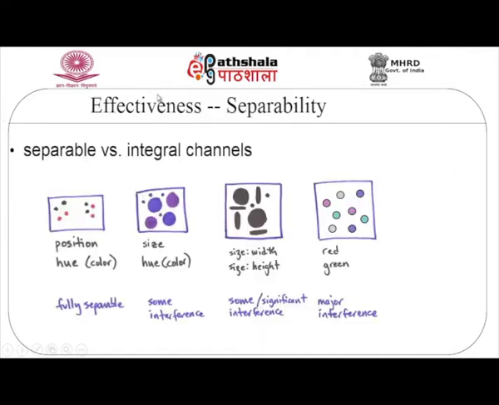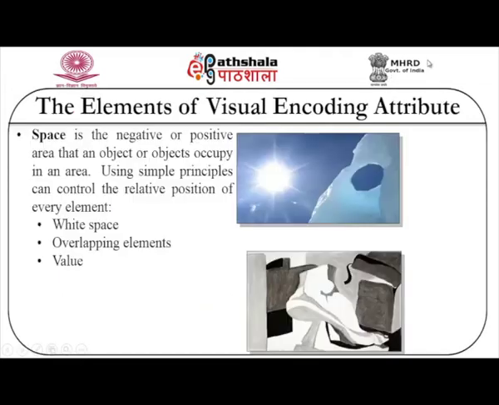Next one is the separability, that is, it can be separable with respect to various integral channels. So using position it is possible for me to fully separate. Using size and hue we try to separate them. Using size, width and variation in the shape it is possible for us to separate, or using different colors it is possible for me to separate. Till now we have looked at the expressiveness and effectiveness of expressing a particular visual.